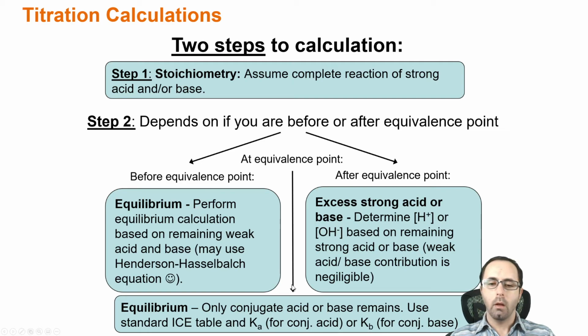At the equivalence point, all of your initial amount of weak acid or base will be consumed. Your pH will be decided by an equilibrium calculation based on the conjugate acid or base that remains. After the equivalence point, it doesn't matter what the acid or base was. There's no longer any equilibrium to speak of. All that matters is what is the concentration of the excess strong acid or strong base that you added. You don't need to do an equilibrium calculation. You simply determine that concentration of hydronium or hydroxide and calculate the pH from that. No equilibrium.